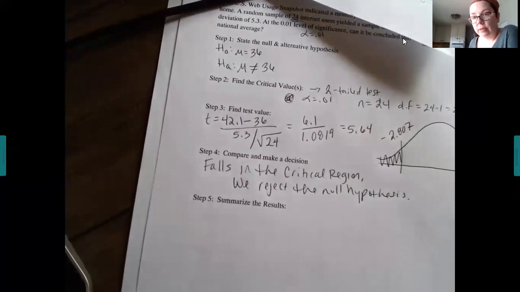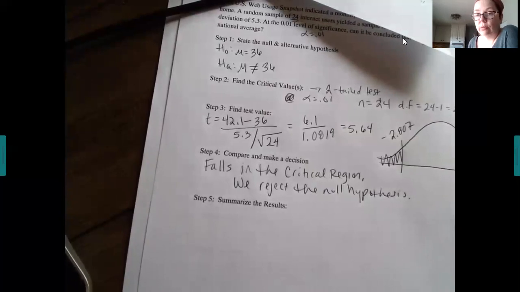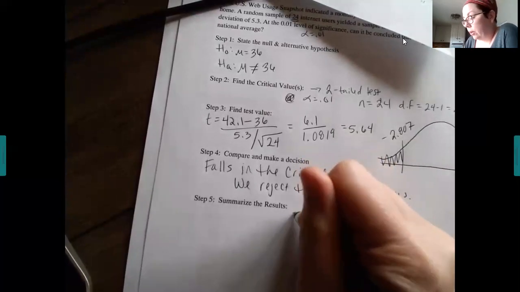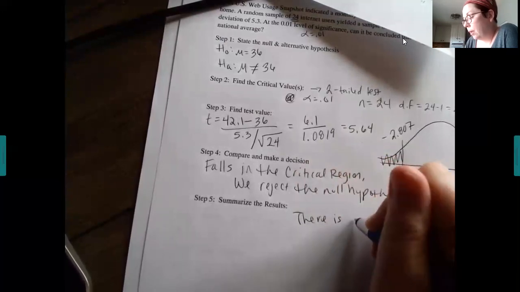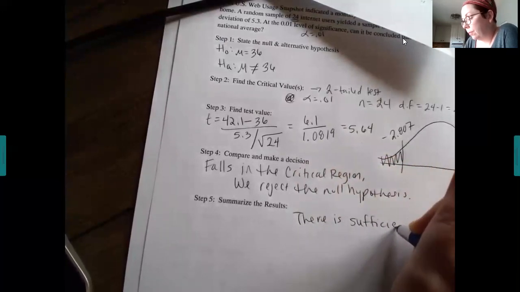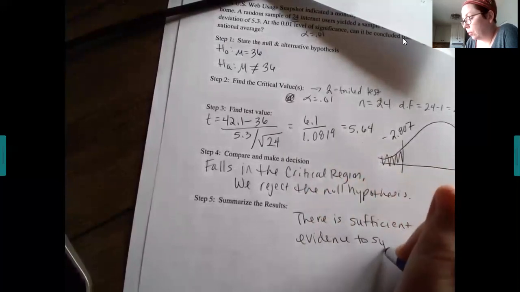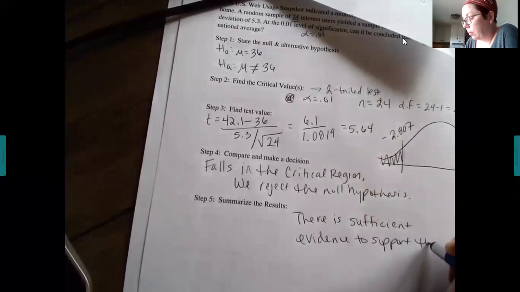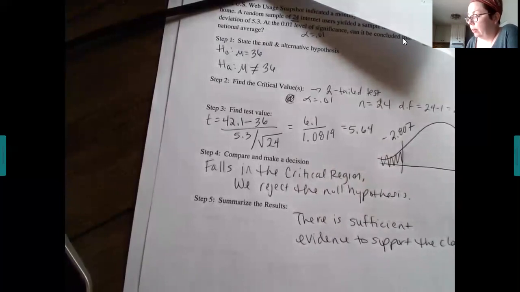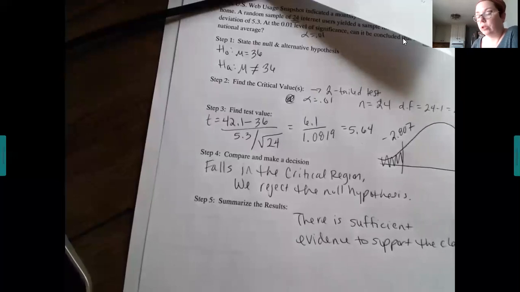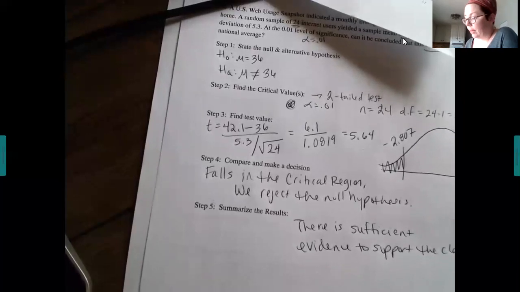Okay. Again, summarizing the results is saying, well, why are we rejecting the null hypothesis? I say there is sufficient evidence to support the claim. And the claim was that the sample average of internet website visits is actually different than the national average. So that's that.